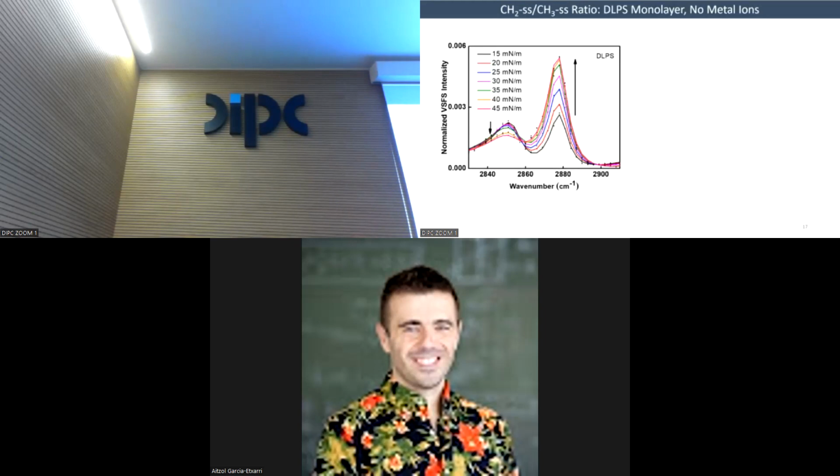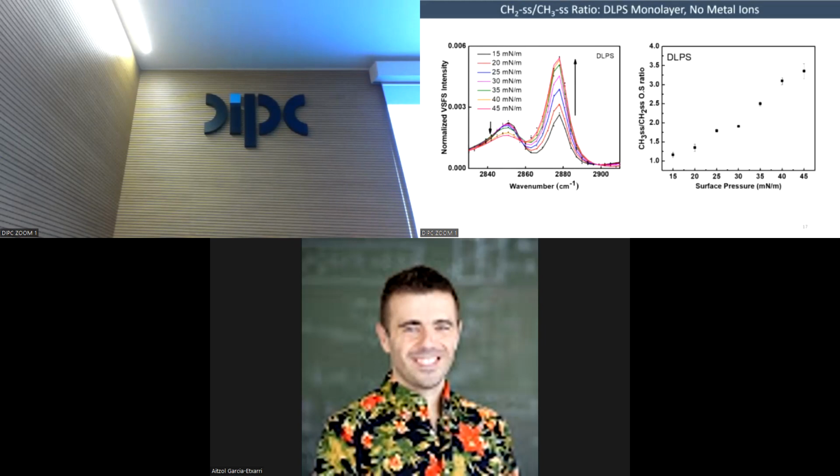We first look at the monolayer in the absence of zinc, and we see that when you increase the surface pressure from 15 to 45 millinewtons per meter, the CH2 group goes down and the CH3 goes up. If you quantify the ratio of amplitudes, it pretty much monotonously increases, which shows the monolayer getting more ordered.